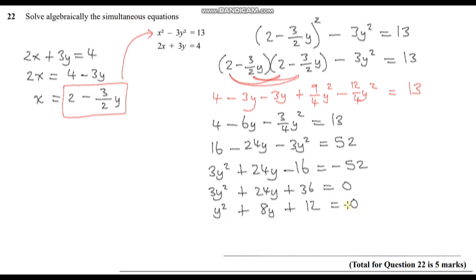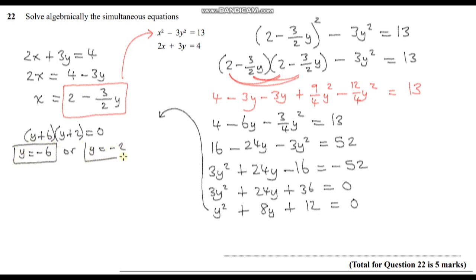And there are a few ways we can solve this. We could use the formula, but what I'm spotting is that we can factorise this quadratic expression. Because if we want to find two numbers that multiply together to get 12 and add together to get 8, well, we can use 6 and 2. So this expression here factorises to y plus 6 times y plus 2, and that equals 0. So therefore our two solutions are y equals negative 6 or y equals negative 2. So these are our two solutions for y.